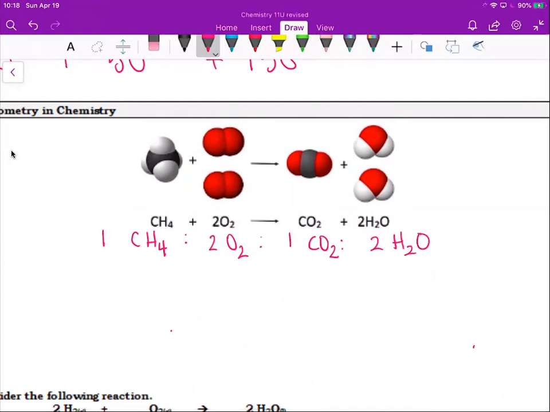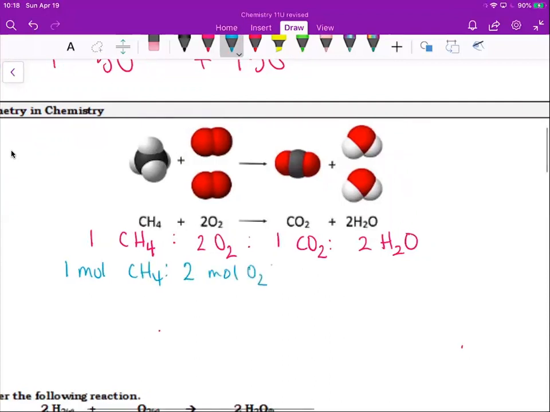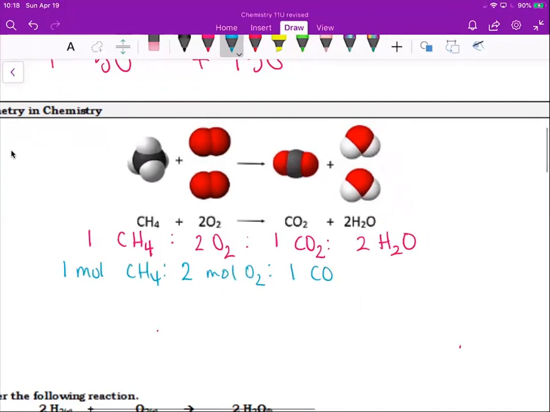Now I can change this to moles. So 1 mole of methane is going to react with 2 moles of oxygen to form 1 mole, oops, I forgot to write mole, of carbon dioxide and 2 moles of water. Well, we spent all last unit, was it last unit or the unit before? I think it was chapter 5, we looked at how moles can actually be represented in mass as well.